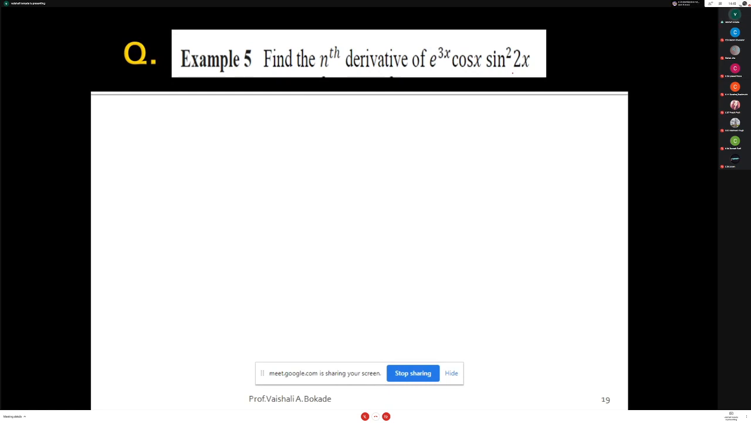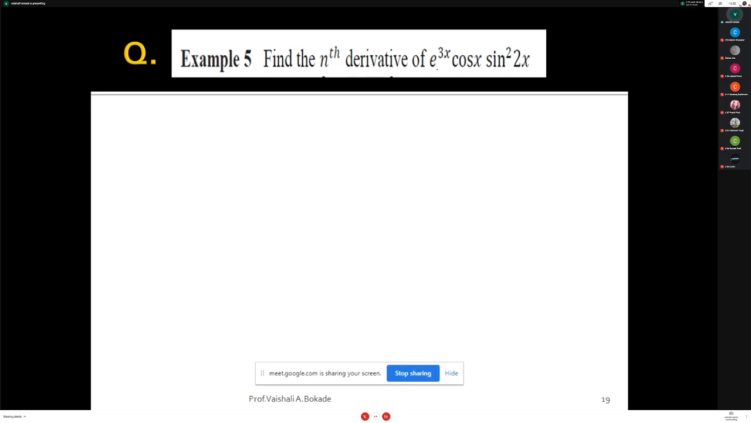When I'm having this example, what I observe is that it is a combination of exponential and trigonometric terms: e raised to 3x into cos x into sine square 2x. Whenever you have an example in this pattern, you leave the exponential term and first write the trigonometric terms as addition or subtraction of sine or cos terms, and then multiply by e raised to 3x.